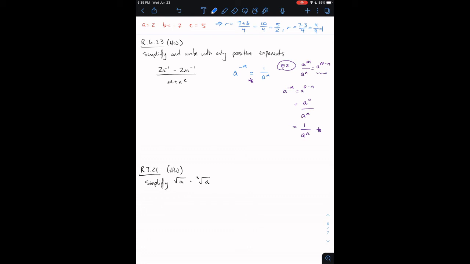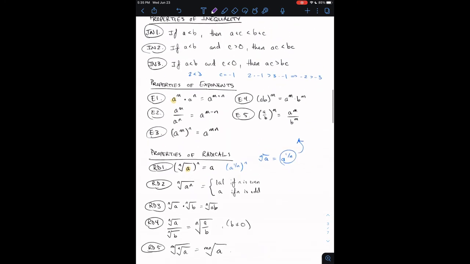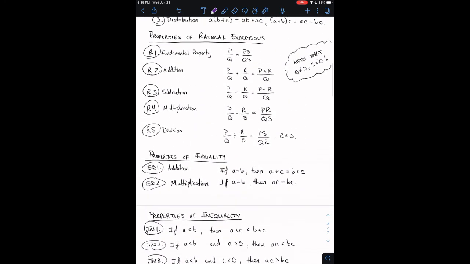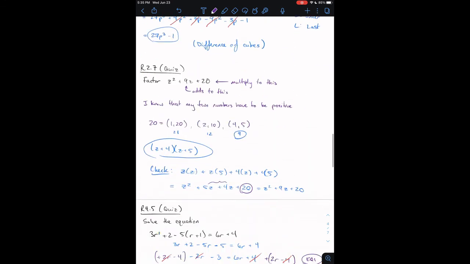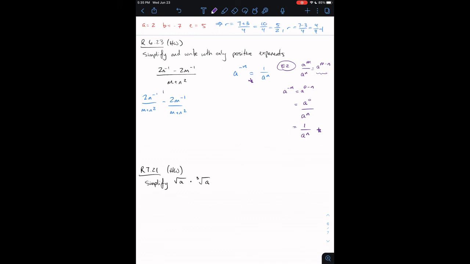The way that I'm going to do that is I'm just going to use a property of rational expressions. It's the subtraction property, right? If I have the same denominator, then the subtraction of two rational expressions is just the subtraction of the things on the top. So this is, I believe, let's take a look. It never hurts to look. R3. Okay. So this is R3 here.